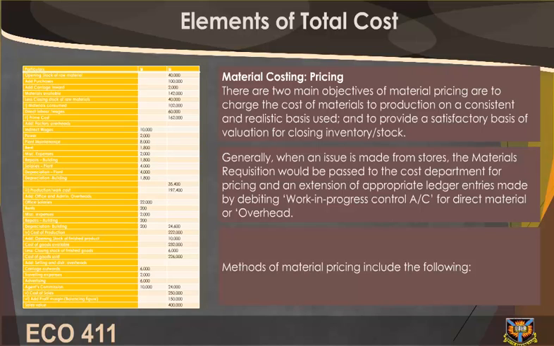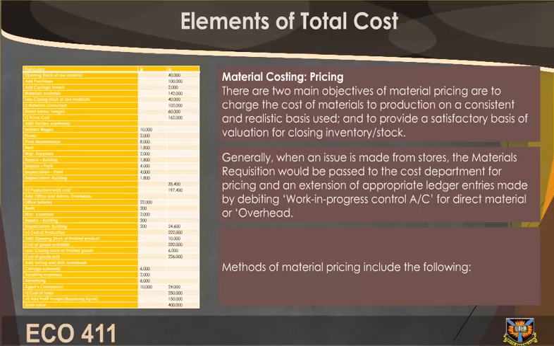Material costing. Pricing. The 2 main objectives of material pricing are to charge the cost of materials to production on a consistent and realistic basis used, and to provide a satisfactory basis of valuation of closing inventory or stock. Generally, when an issue is made from stores, the materials requisition will be passed to the cost department for pricing, and an extension of appropriate ledger entries made by debiting work in progress control account for direct material or overhead.